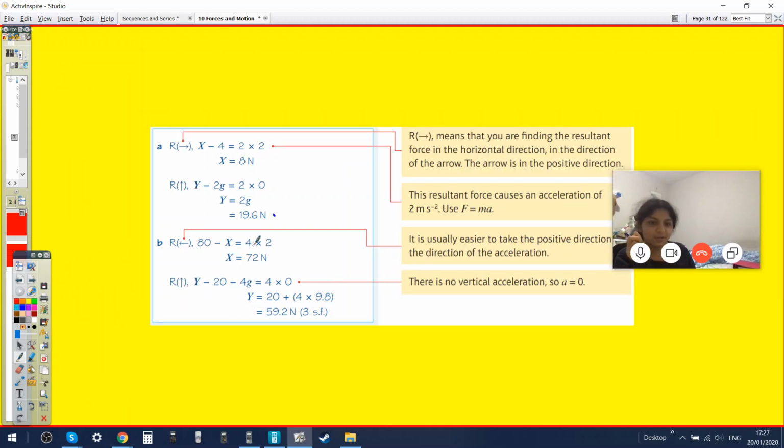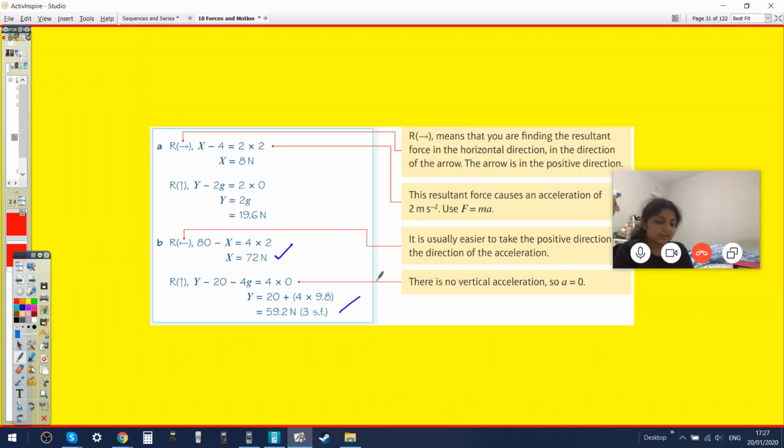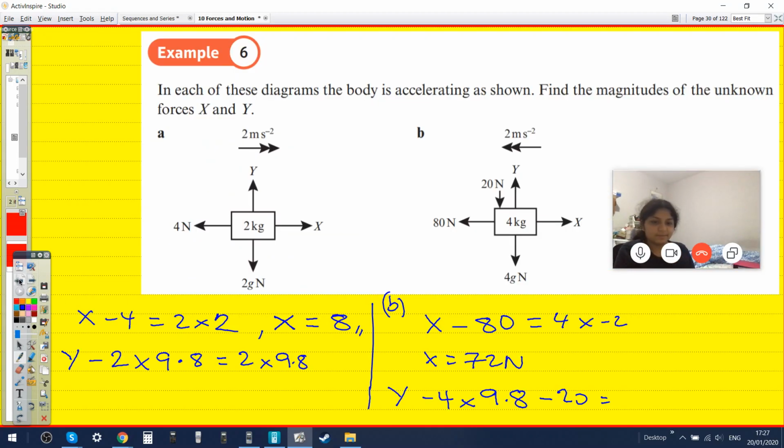Yes. No. Y. It is 0. I was right. Okay. There is no vertical acceleration. You are right. Why was there no vertical acceleration? There you go. So it's 59.2, actually. Y. Okay. Got it. Any questions there?